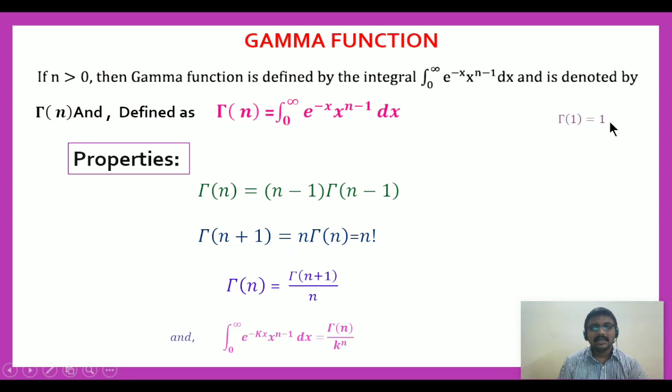Gamma of 1 is 1. Gamma 2 is 1 factorial, 1. Gamma 3 is 2 factorial, 2. Gamma 4 is 3 factorial, 6. Gamma half is root pi. Gamma minus half is minus 2 root pi. Gamma minus 1, gamma 0, gamma minus 2, gamma minus 3, and so on are not defined.